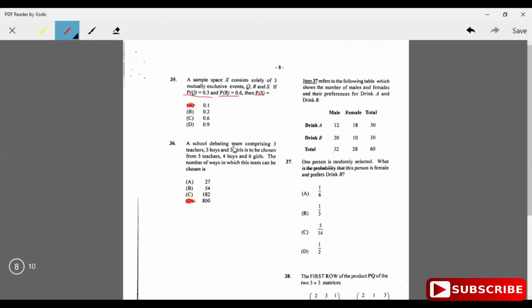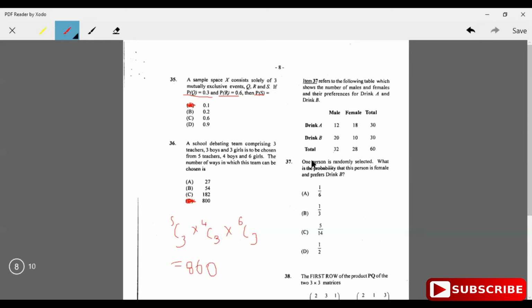It says that a school debating team comprises 3 teachers, 3 boys, and 3 girls. We're choosing 3 teachers from 5, we're choosing 3 boys from 4, and we're choosing 3 girls from 6. That gives you the answer. Okay. Yep, that's what we did.